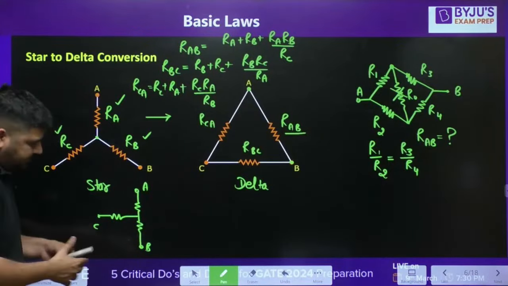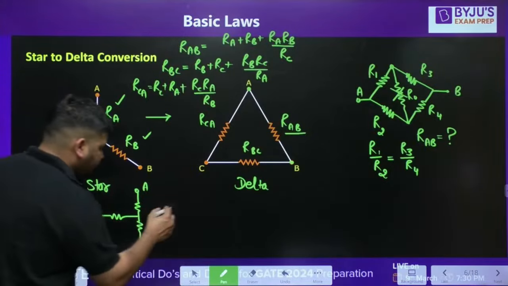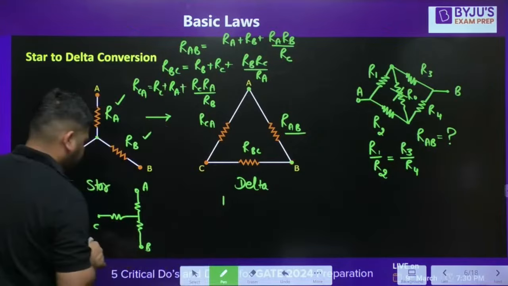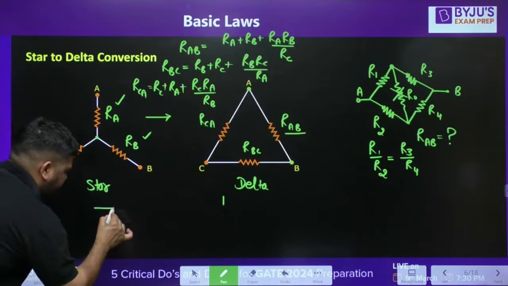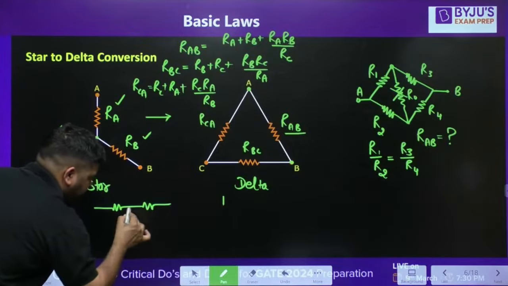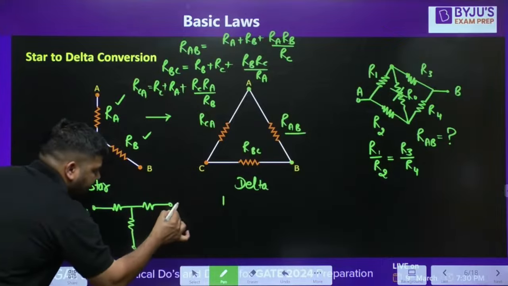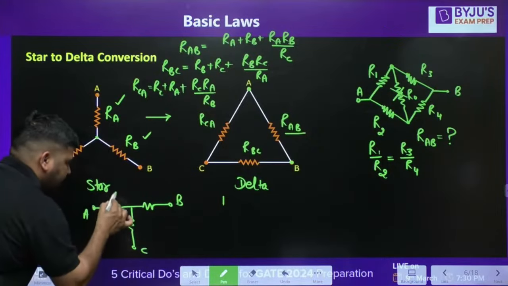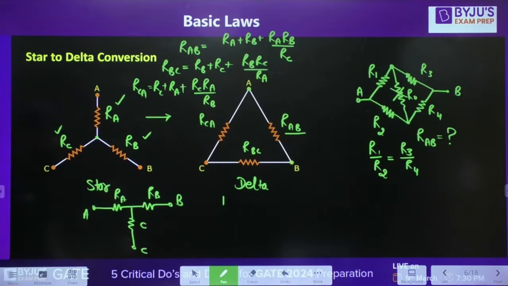Or I mean, there are so many ways to represent this T. Now you can convert this in pi. Wait a minute, let's make it like T, like this. Okay, so we have this A, this B, and this C. This is RA, this is RB, this is RC. We also call it T network.